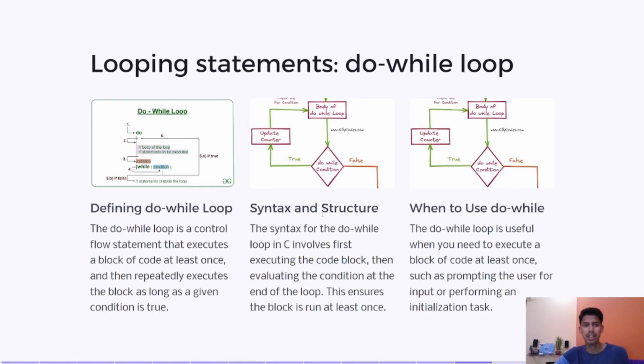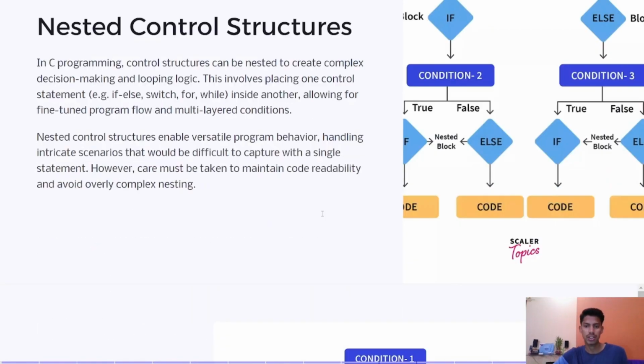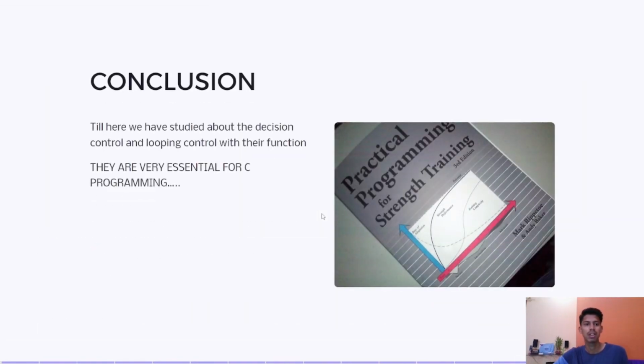Do while is where the first work, the do part, will be defined, and next the condition will be defined, and then it is executed in the code. So at last we have come to the conclusion part.